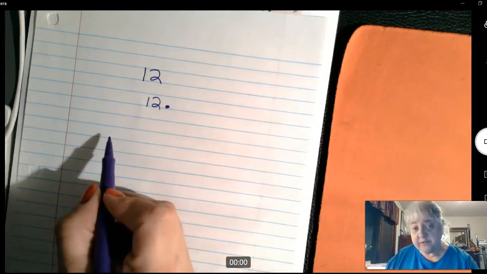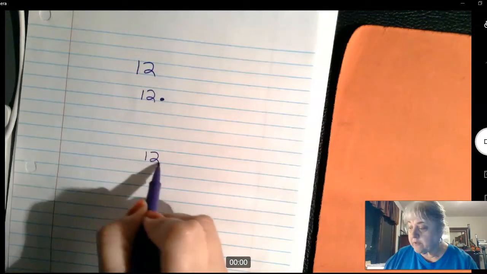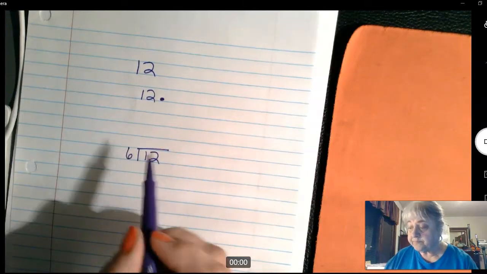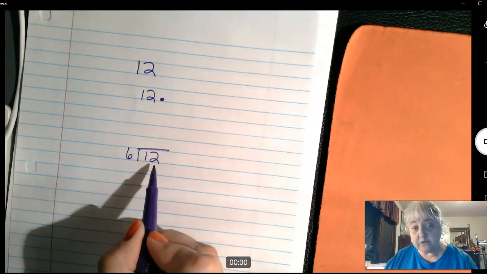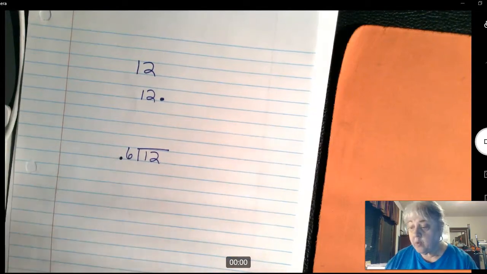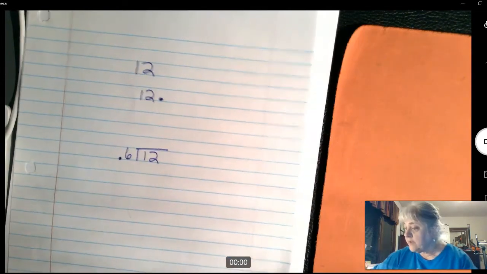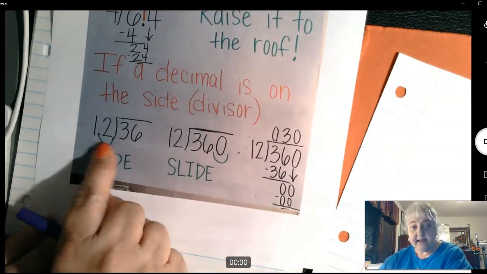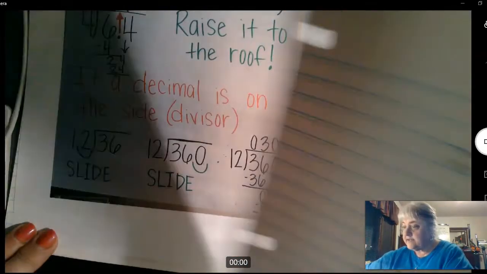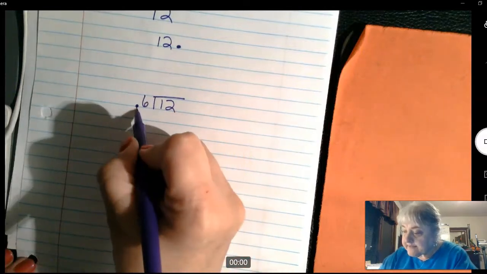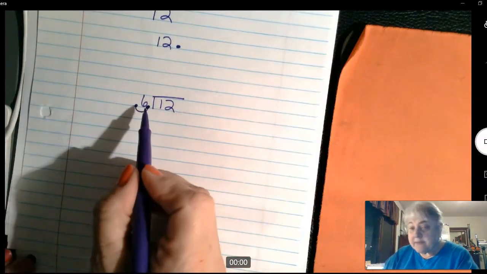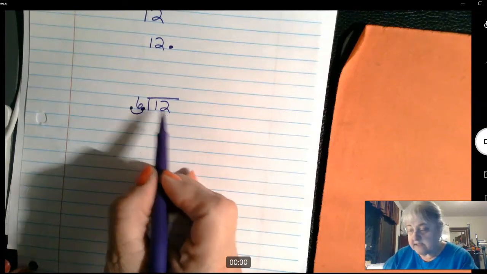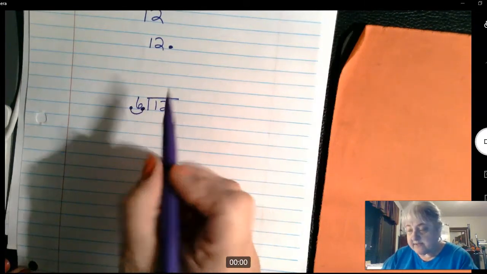So when you're thinking about a whole number, for example, if I were having 12 divided by 6, I know that I'm looking at the whole number 12. But if this were a 0.6 and I go back to my poster that says if the decimal is on the side, it needs to slide, I would need to slide it over to make it a whole number. So if I slid it over, it would be here. But the thing is, if I slide it in the divisor, I also have to slide it in the dividend, and there isn't anything here to slide.